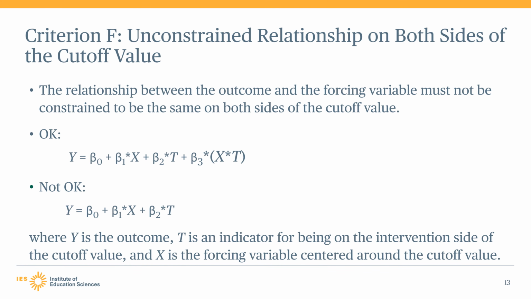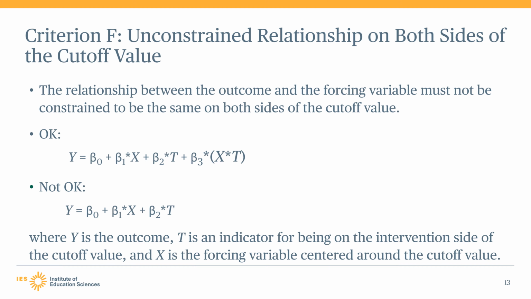Criterion F of the RDD standard requires that the relationship between the outcome and the forcing variable must not be constrained to be the same on both sides of the cutoff. In other words, the model specification used for the impact analysis must allow the outcome forcing variable relationship to vary on either side of the cutoff. For instance, in a regression model where y is the outcome of interest, x is the forcing variable centered around the cutoff value, and t is a dummy variable indicator for treatment assignment, the inclusion of a multiplicative interaction term between x and t, shown as beta 3 on this slide, would appropriately allow the outcome forcing variable relationship to vary on either side of the cutoff.